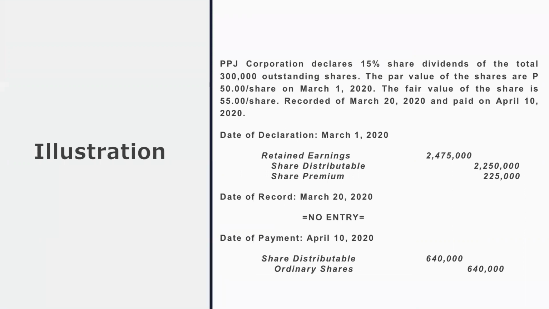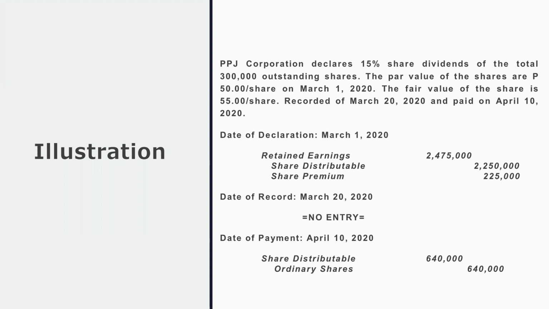Now, on the date of the declaration, take note of the amount debited to retained earnings. Since this is a small share dividend, because it's less than 20%, the basis of our charge to retained earnings shall be the fair market value at the time of the declaration. In this case, the fair market value of the share is 55 pesos per share. So that is 300,000 times 15%, which is 45,000 shares, times the fair value of 55 pesos. So 45,000 times 55 pesos is 2,475,000. Again, this 2,475,000 is based on the fair value of the share on the date of declaration.